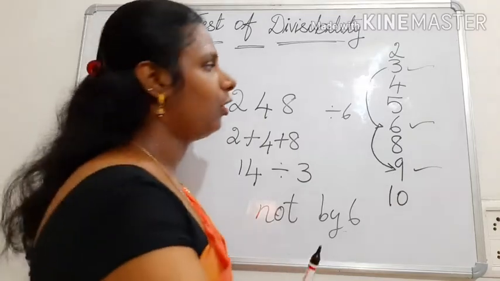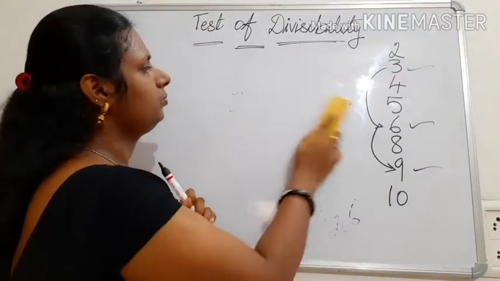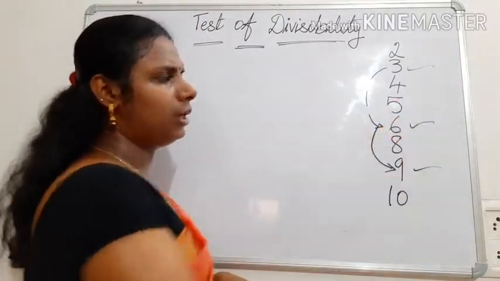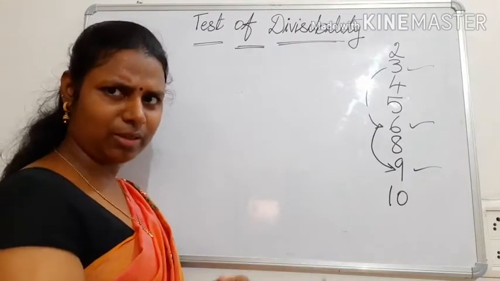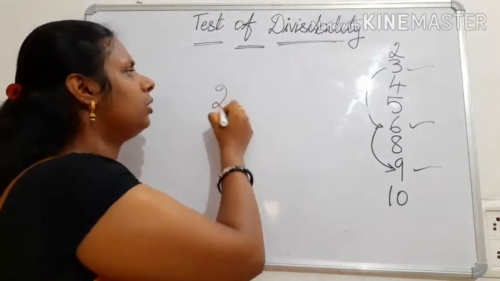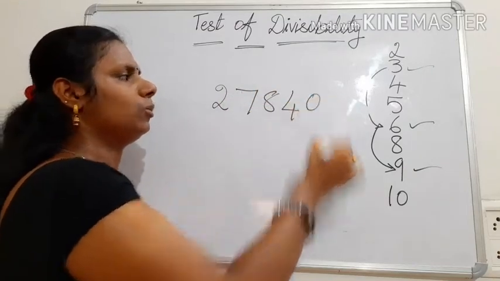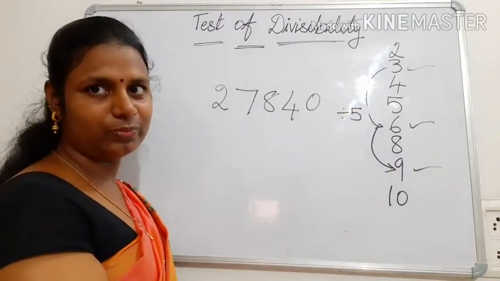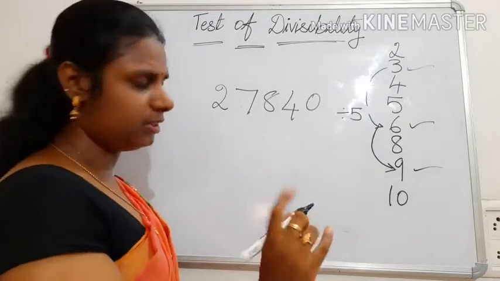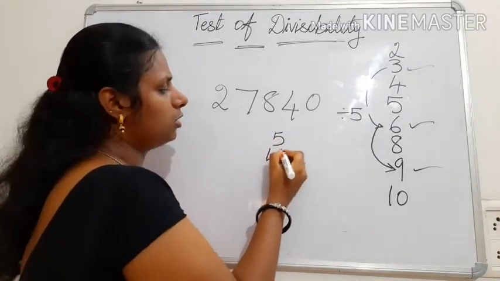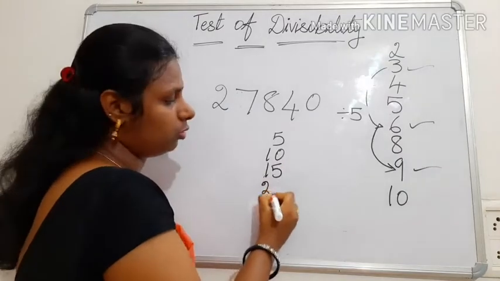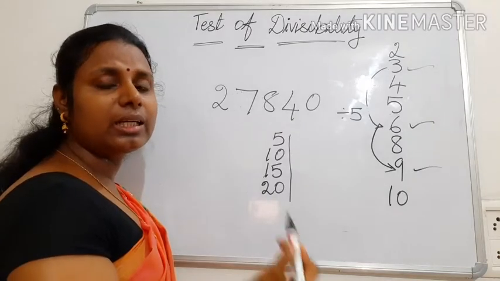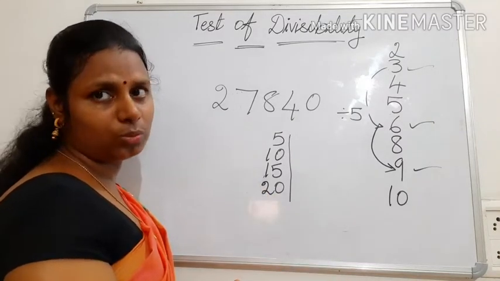Okay, then we will follow the next easiest one, 5 and 10. You know very well about the table of 5 and 10, the easiest tables, isn't it so? Any number you take, 27840. We have to find out whether this is divisible by 5 or not. When you say the table of 5, I am writing: 5 ones are 5, 5 twos are 10, 5 threes are 15, 5 fours are 20. In the table of 5, you get 5 or 0 in the ones place.